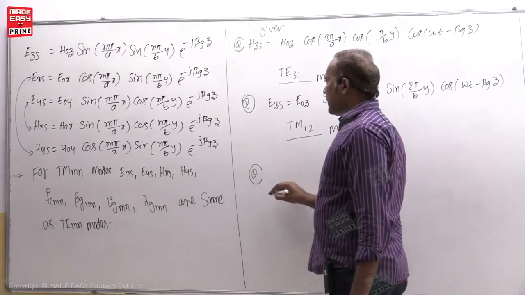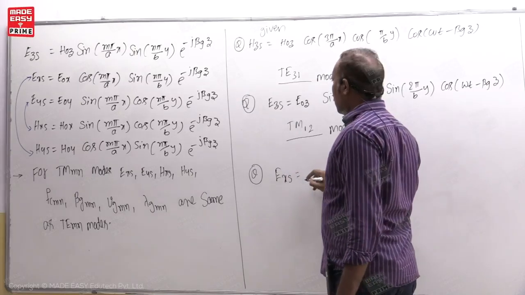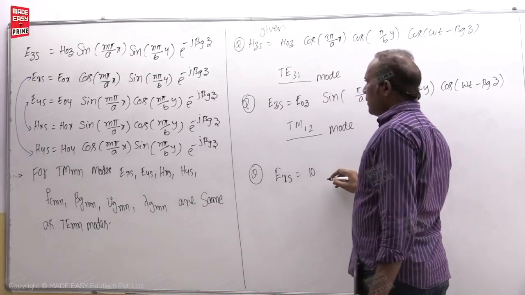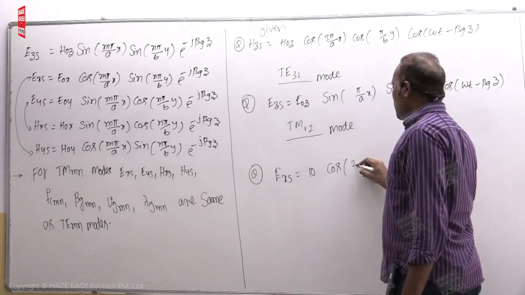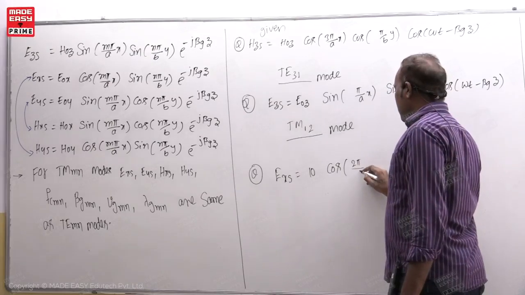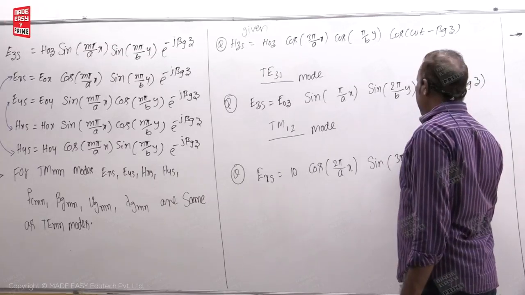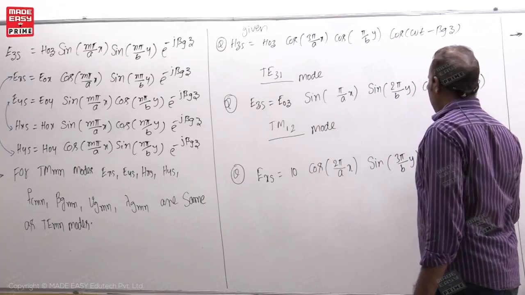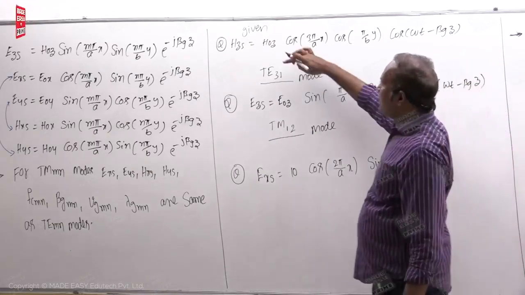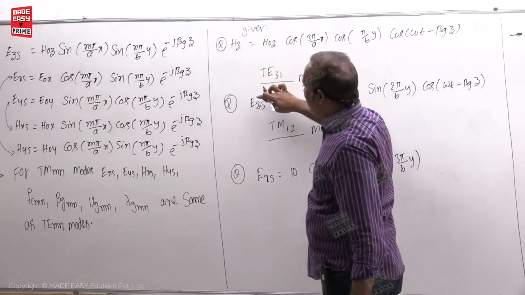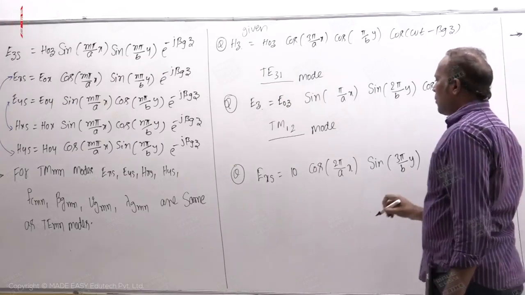Now the question is given like this: EXS is equal to 10 cos of 2 pi by a x, then sine of 3 pi by b y, and maybe something is given like this in phasor domain. It is time domain, meaning S should be removed, student. It is given in time domain. So here e power minus j beta g z. Then what is this mode?